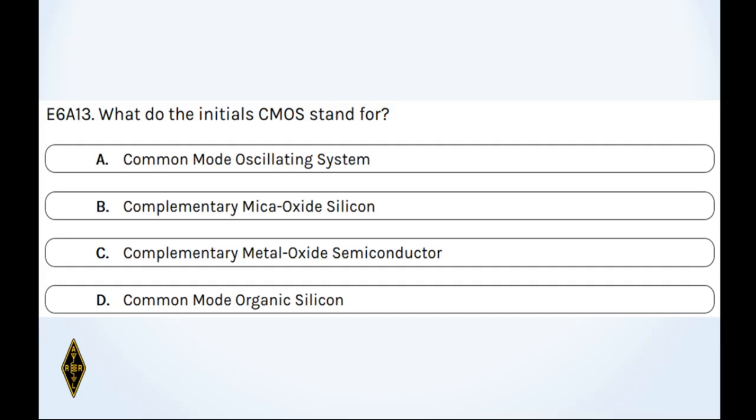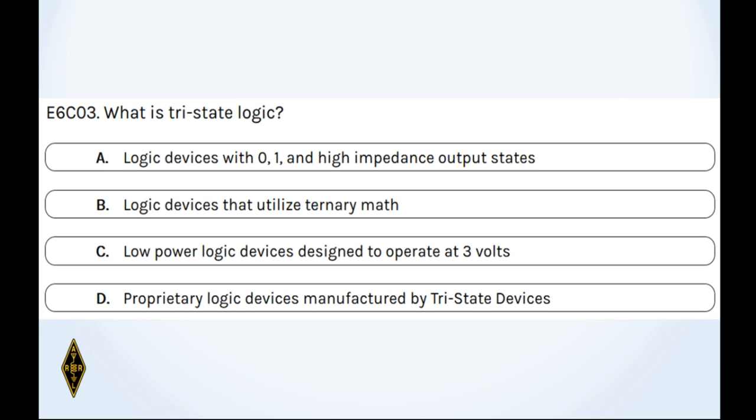So what do the initials CMOS stand for? Complementary Metal Oxide Semiconductor. You'll also hear it defined as complementary metal oxide silicon, but for the purposes of the test, it's semiconductor. And what is tri-state logic? You can have devices with a zero or a one or a high impedance output state. It disconnects from the line.